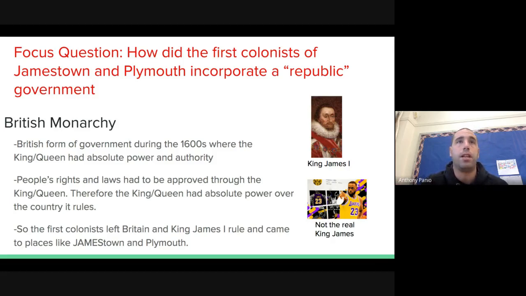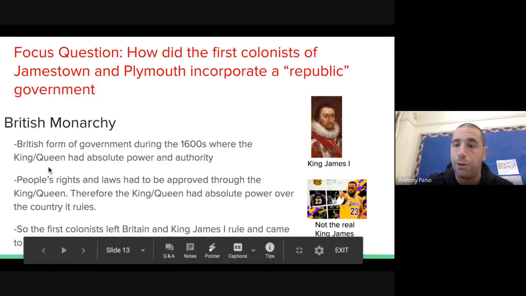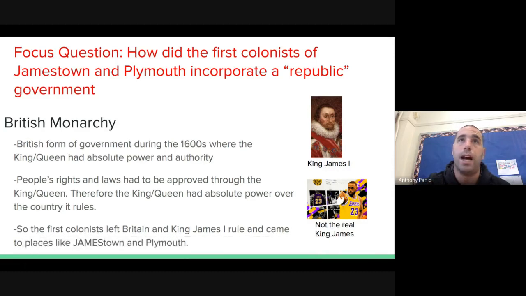It's not like they held an election. If they didn't like the king, they could not vote him out and put in a new king. That's not how it worked. The king or the queen was the leader of the country for the entire time they were alive. People's rights and laws had to be approved through the king or queen. Therefore, the king or queen had absolute power over the country it ruled.